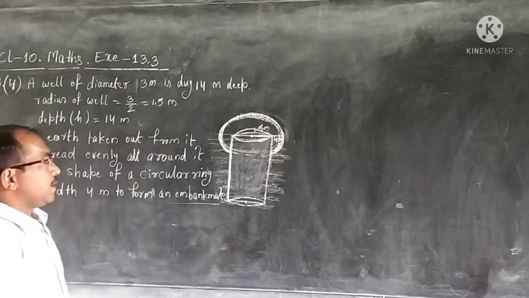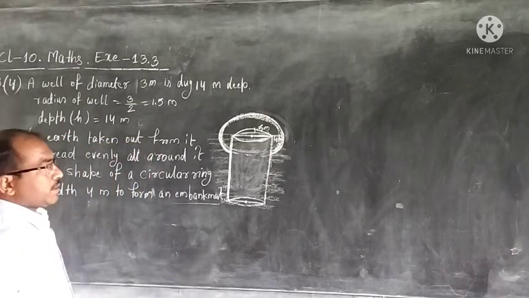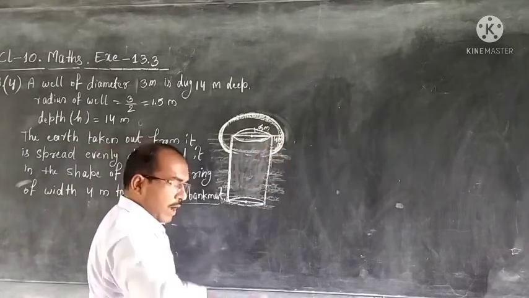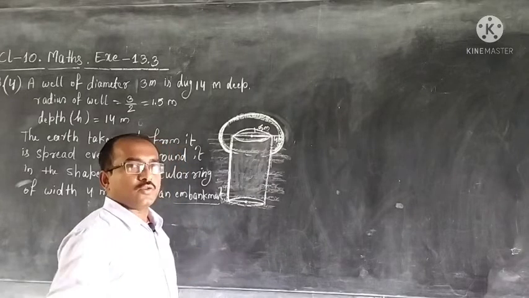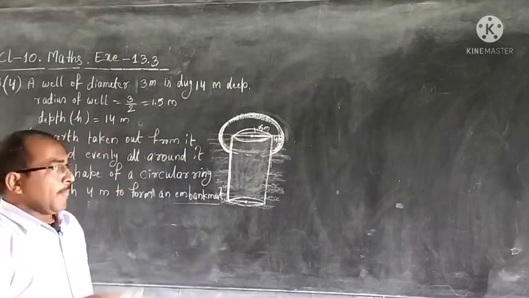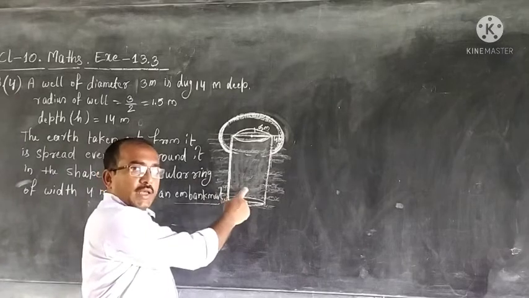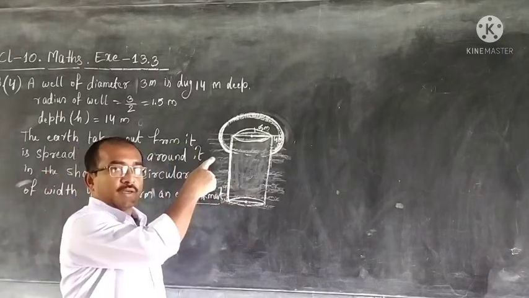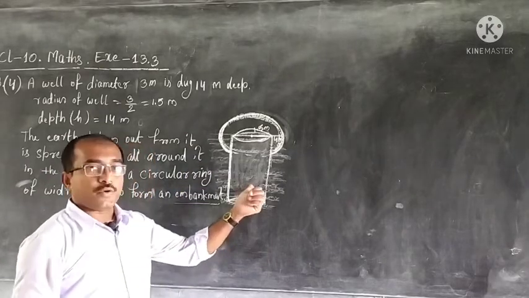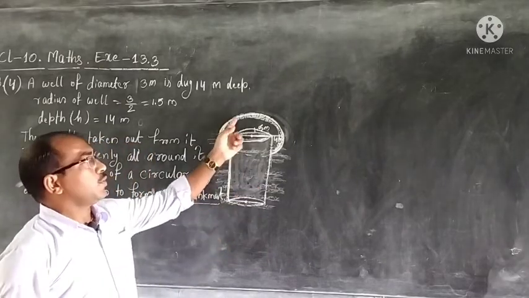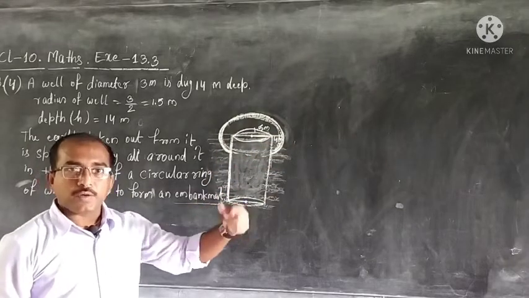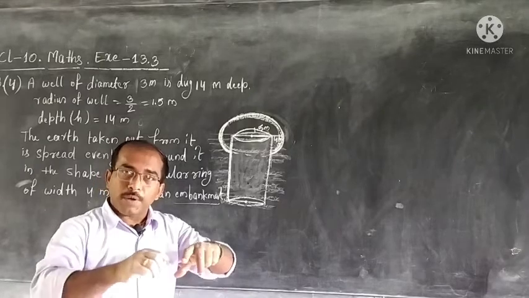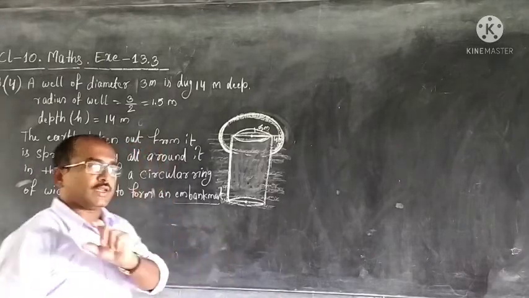So, the question asked here is, if the width of the embankment is 4 meters, how high will it be? What will be the height of the embankment? Anyway, the volume of mud taken out from the well will be used for making that embankment. That means volume of mud from the cylindrical well is equal to volume of the embankment. Later, while doing the solution, we will find out how much mud is used in that. So, let us start first.